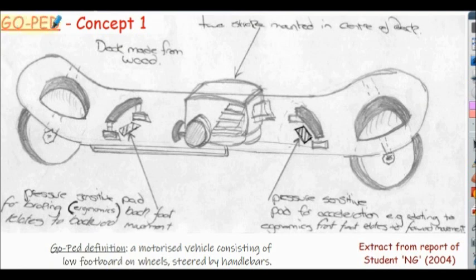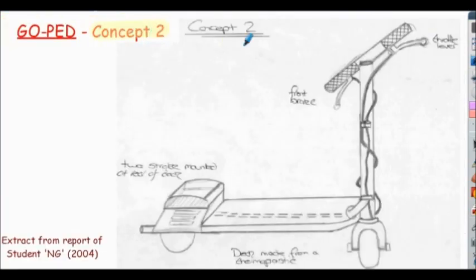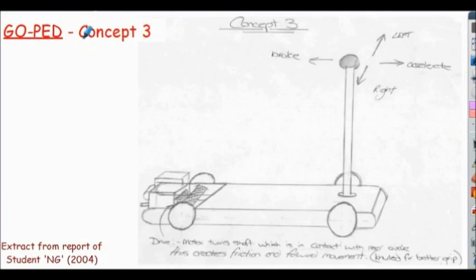This is for a GoPed. Concept 1 shown here. Again, annotation used. GoPed concept 2. GoPed concept 3. Again, nice little sketches that are used to try and illustrate the generic overview of the design.